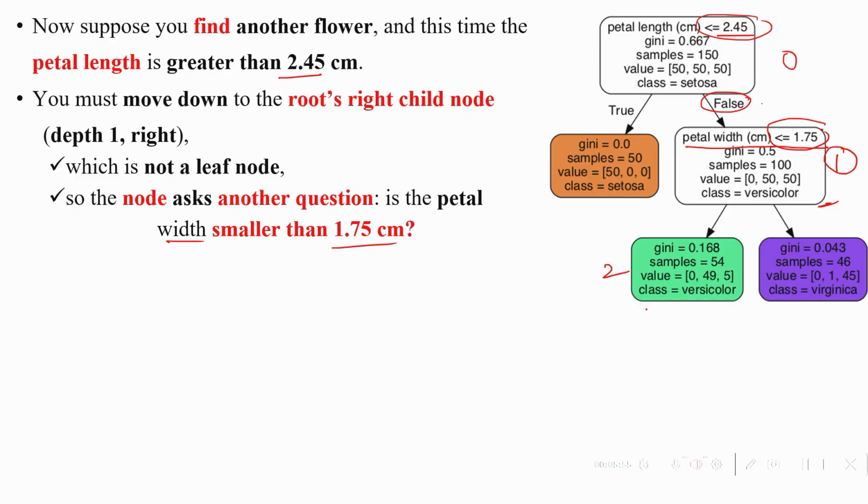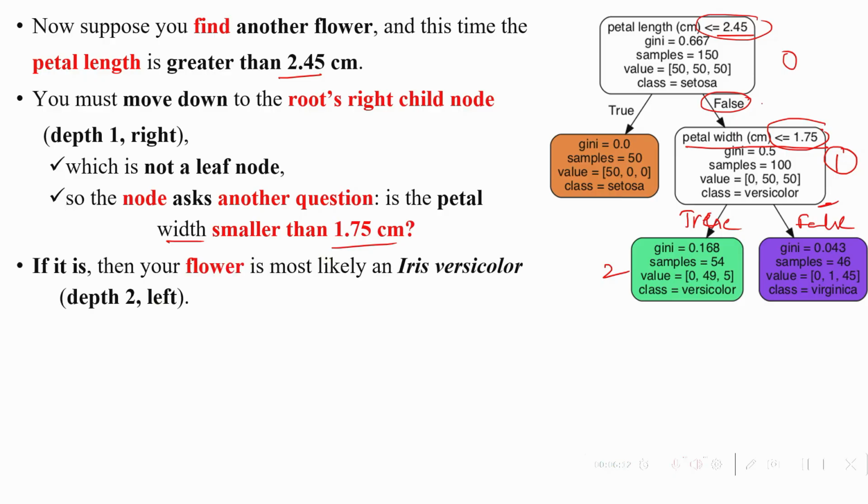If it is true, we go to the left side. Otherwise, we go to the right side. Now, if the petal width is less than or equal to 1.75, then it's true, and we go to the left of that node, so we are at depth 2 on the left. If the condition is false, then we go to the right node at depth 2.